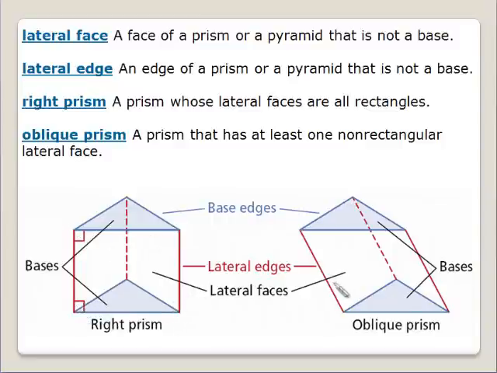And then an oblique prism is a prism that has at least one non-rectangular lateral face. So if you look at these shapes right here, our non-rectangular oblique prisms are usually tilted. So these are no longer right angles here on the corners.